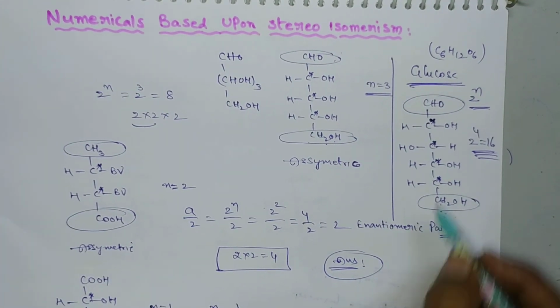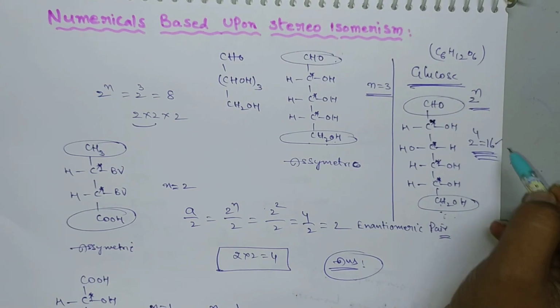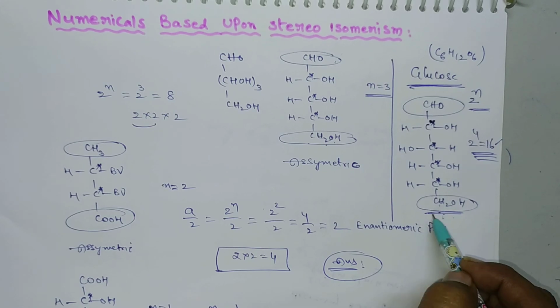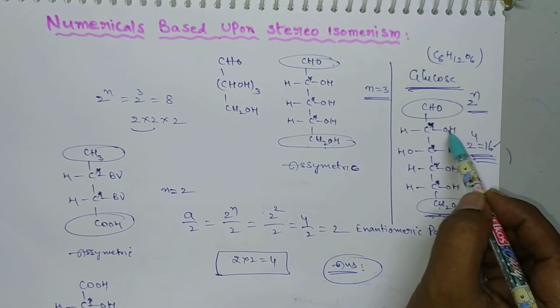How many isomers are there? Total 16 isomers are there. You have to check for this one only. This is the structure of glucose, and this is the configuration. Okay, thank you.